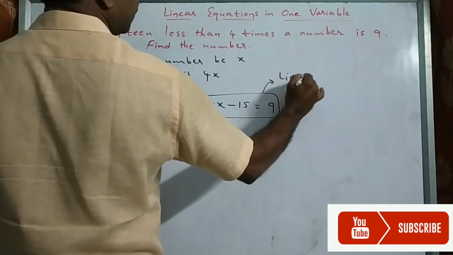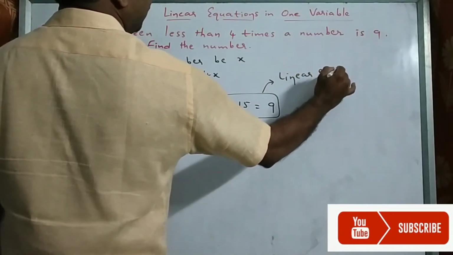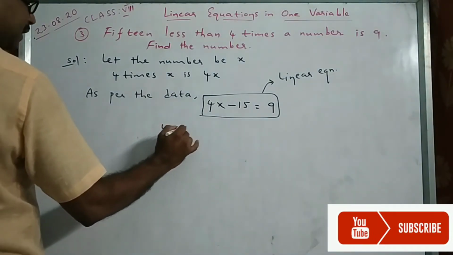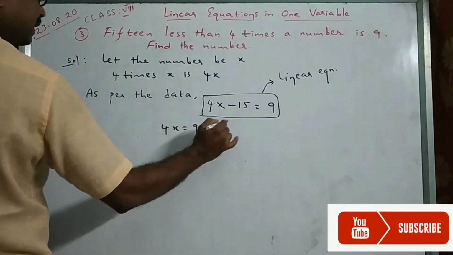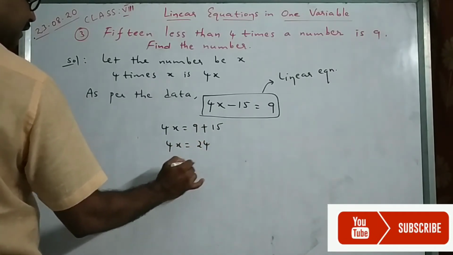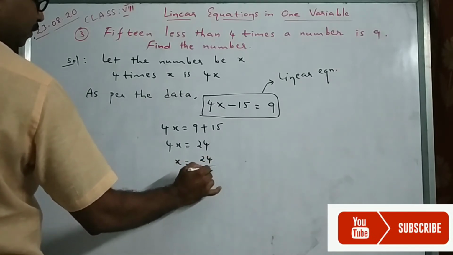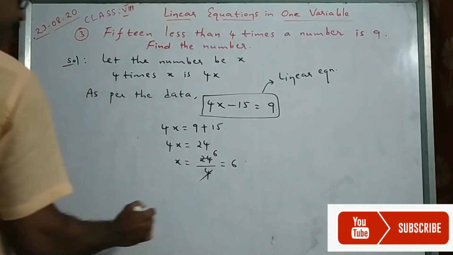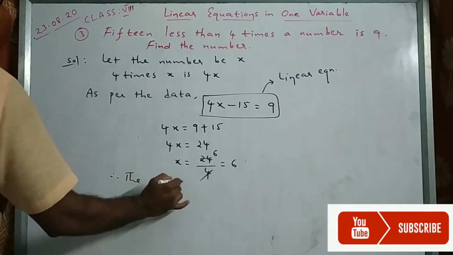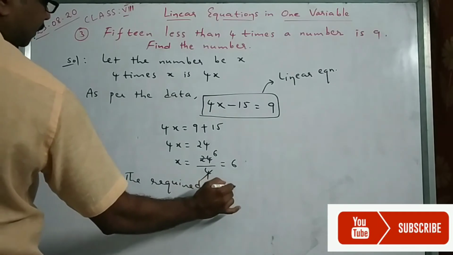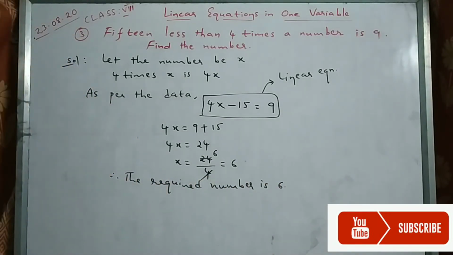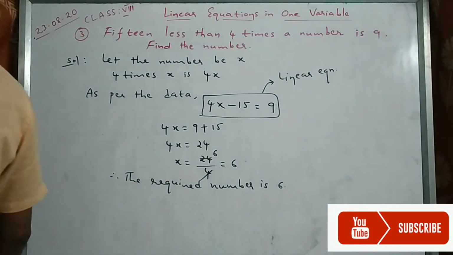In one variable x, so we can solve this. Already we have seen: 4x equal to 9 plus 15, shifting that side. 4x equal to 24, x equal to 24 upon 4, which is 6. So x value is 6. Therefore the required number is 6. That is the way we do it.